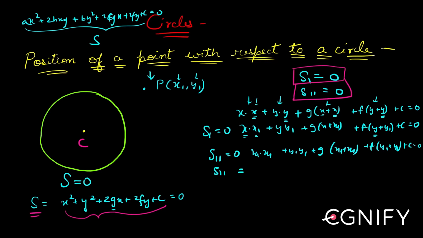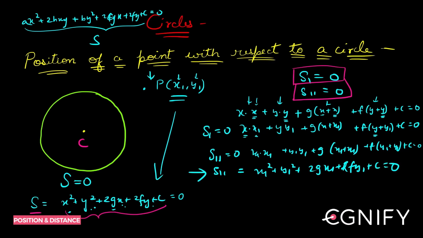So S11 is basically putting the point in the curve. So wherever you have x, y, you're just putting x1, y1. So in fact, you will get x1 square plus y1 square plus 2gx1 plus 2fy1 plus c is equal to 0. This is what you mean by S11 and this is what you mean by S1. So notice the difference. In S1, wherever you have two x's together, you just put one of the x's as x1. Wherever you have two y's together, you just put one of the y's as y1. So if you notice this difference, now you know the meaning of S1 equal to 0 and S11 equal to 0. So you know the meaning of these two expressions.